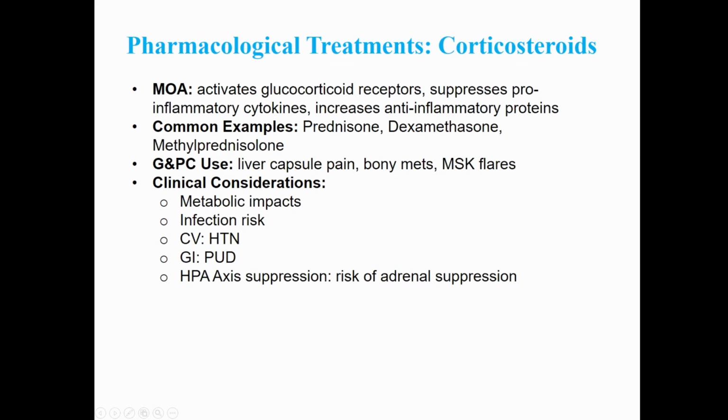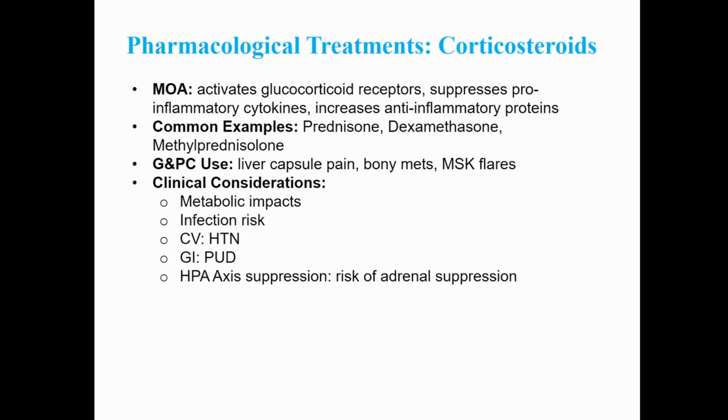Another medication that we use that is a great adjuvant is steroids. Steroids activate the glucocorticoid receptors, and so there's a really strong anti-inflammatory component to this. And they can have some really powerful effects. In some patients where they've been on pretty high doses of opioids, we've actually used steroids in addition, and they've gotten some really significant relief. Common examples that we are all aware of are prednisone, dexamethasone, methylprednisolone.